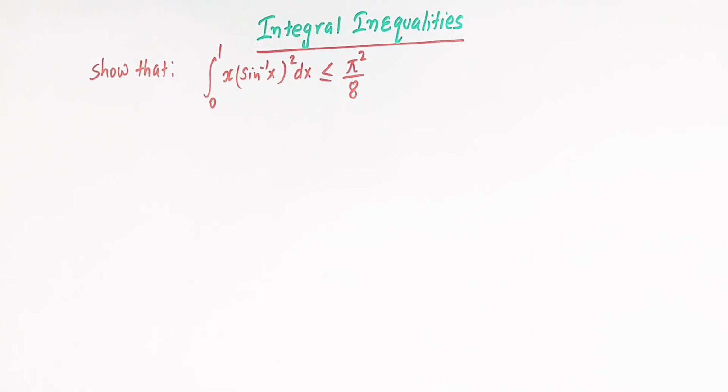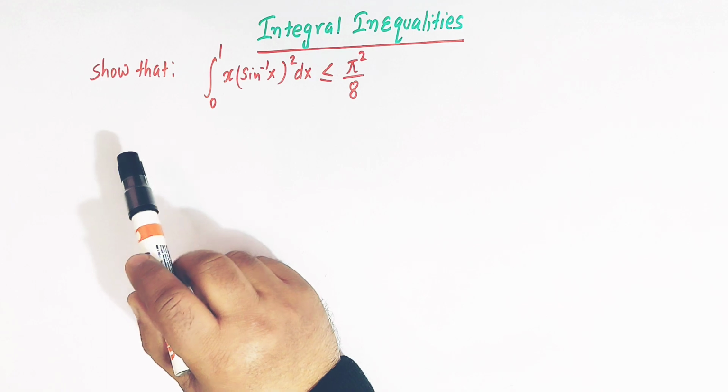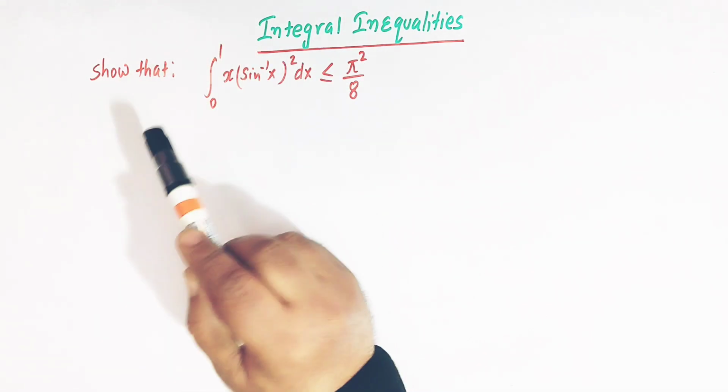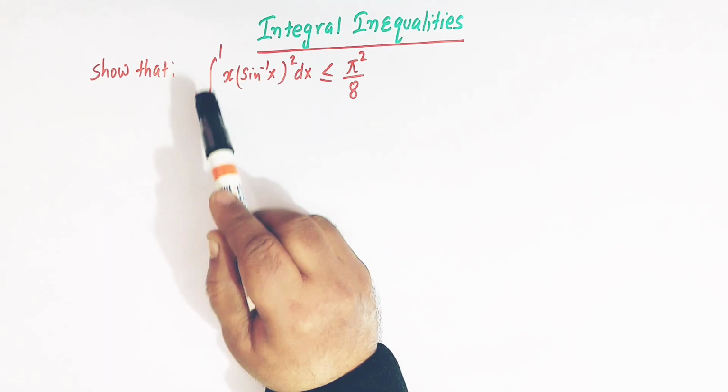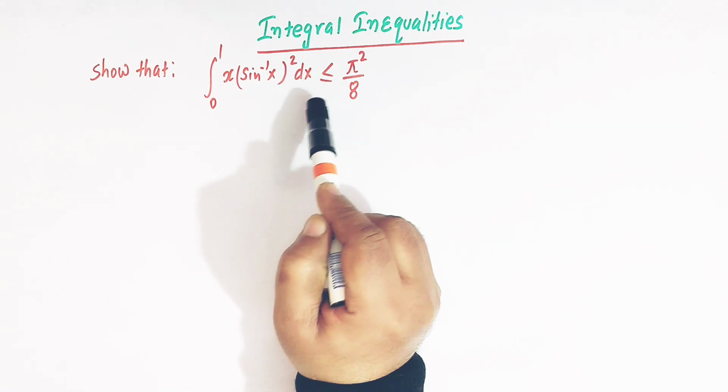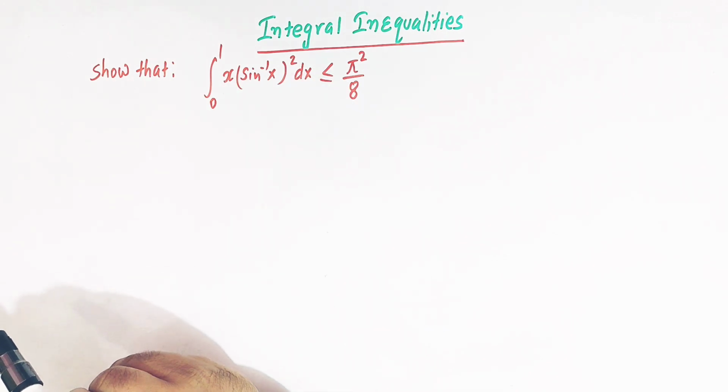Hello viewers, in today's class we are going to discuss one important integral inequality. We'll see how we can prove this important inequality, in which we have to show that the value of the integral from 0 to 1 of x times (sine inverse x) whole square dx is less than or equal to pi square over 8, right?